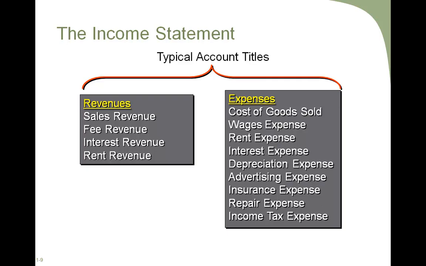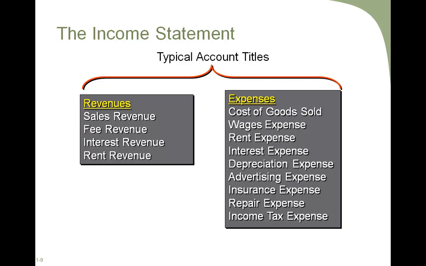Fees are usually charged for services. Interest is charged for the use of money. And rent is charged for the use of a space in a building, or for the use of a piece of equipment. The expenses that we typically see on an income statement are things like cost of goods sold, wages, rent, interest, depreciation, advertising, insurance, repair expense, and income tax expense. And there are other expenses, but those are very typical.